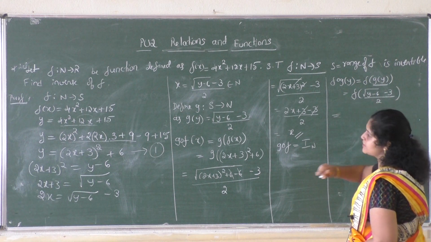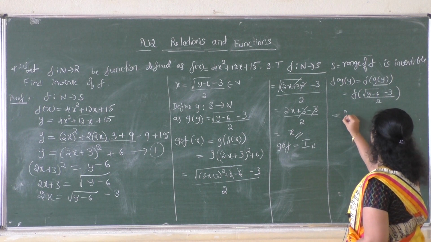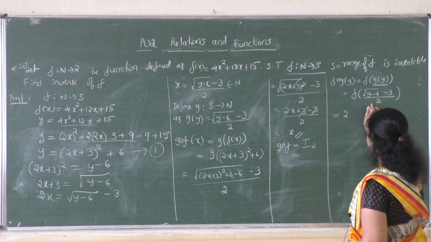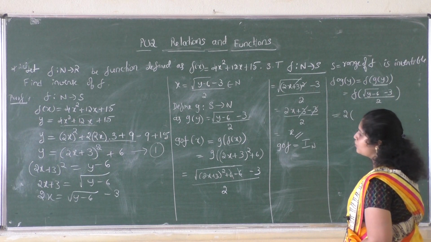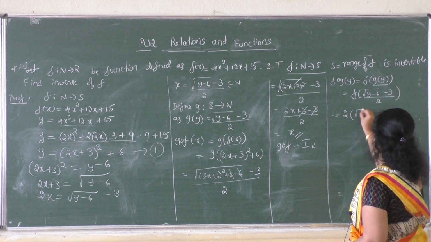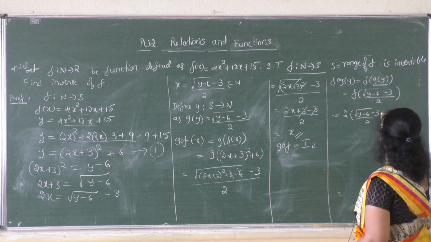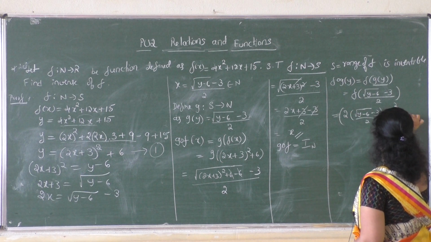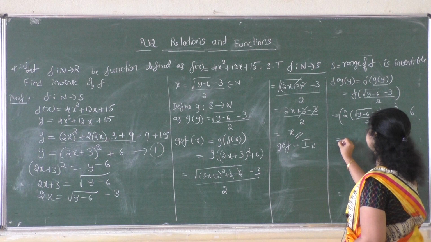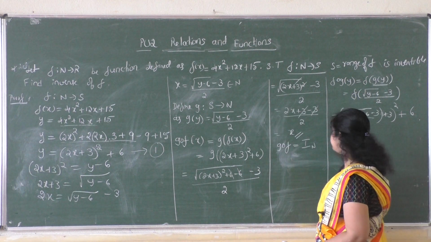What is f of x? That is (2x plus 3) whole square plus 6. So in the place of x, you can see root y minus 6 minus 3 by 2. 2x plus 3 whole square, that is 2 times (root y minus 6 minus 3 by 2), plus 3, whole square, plus 6.